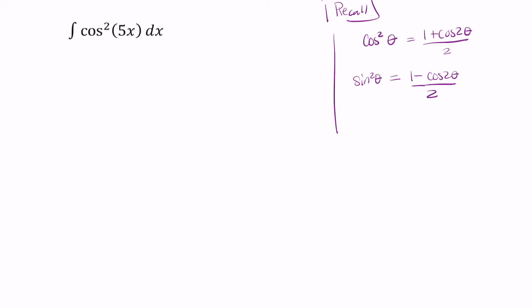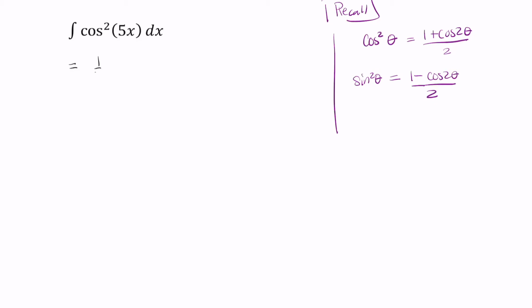So we have an additional hurdle here. That is, I have a 5x here instead of just a single angle or single value like x. So in this case, theta equals 5x. So when I replace this here, I'm going to have an entire quantity of 5x. So I'll end up with 2 times 5x here. Let's see what this looks like in practice.